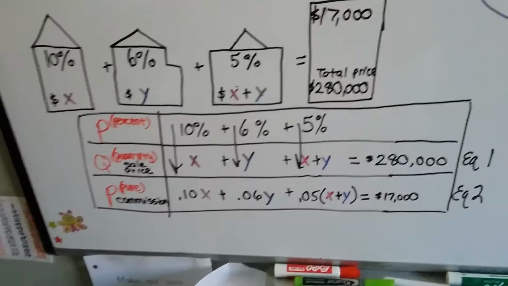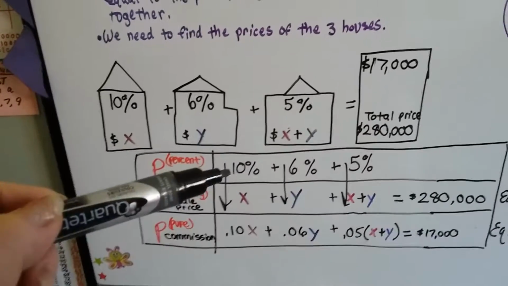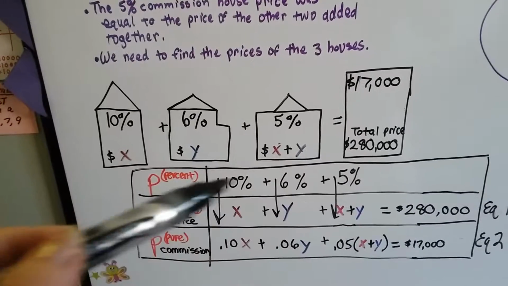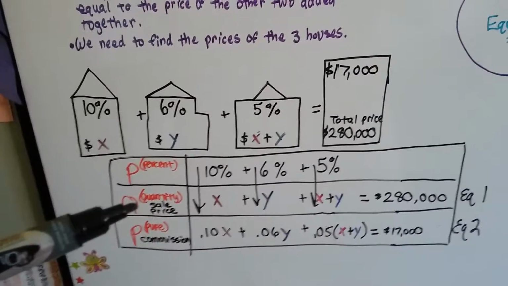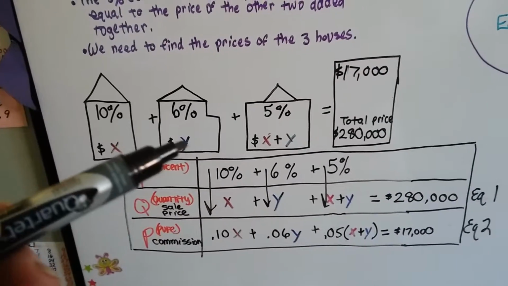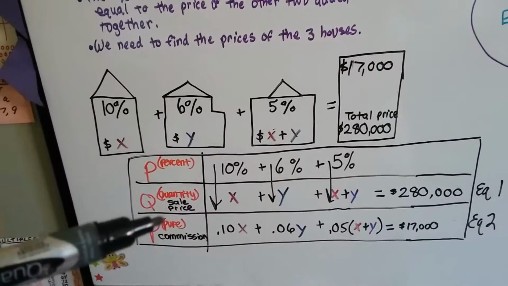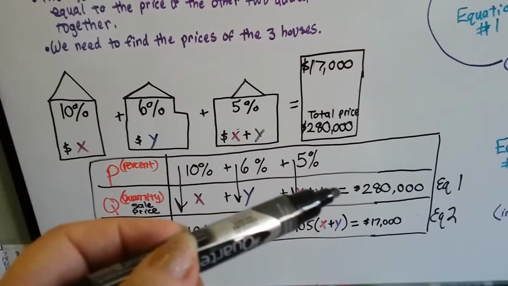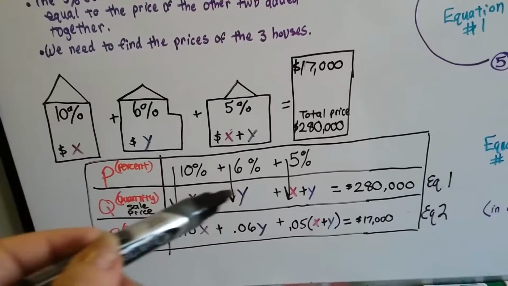So here's our table. In the first line, we're going to put the percent. The 10%, the 6%, the 5%. 10, 6, 5. Okay? And in the second line, that's our percent line, then we're going to do quantity, the sale price. Well, we don't know the sale price, so we've got X for the 10, Y for the 6, and X plus Y for the 5. So now, because we know that the X plus Y plus X plus Y equaled $280,000, we have equation 1. Right here, the quantity is equation 1.